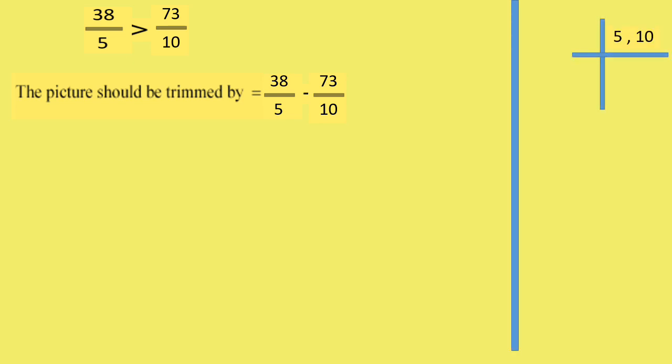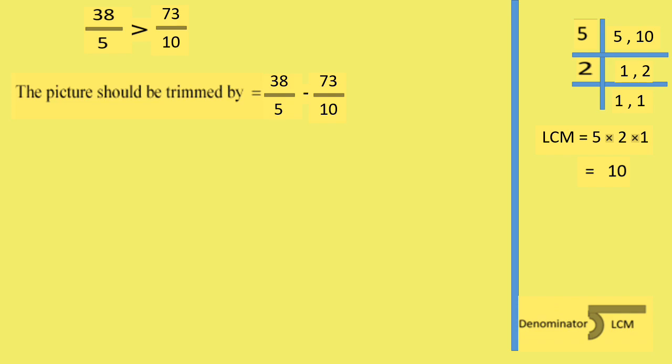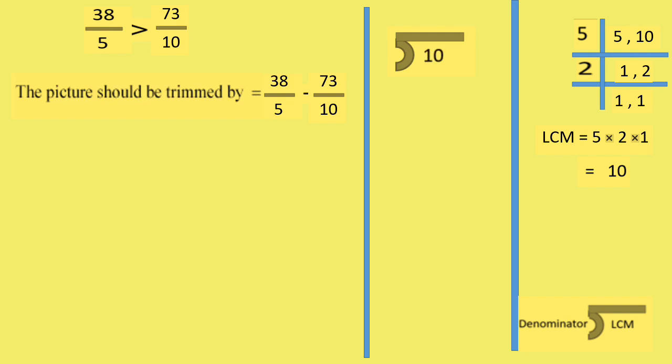5, 10. Both are in table 5, so I'll take 5. 5 ones are 5 and 5 twos are 10. Here 2. I'll take 2. 2 ones are 2 and 1 will come as it is. So LCM is 5 into 2 into 1, that is 10. I'll take this format. The denominator will be in place of the divisor and the LCM will come in place of the dividend. So first I'll take 38 by 5, 10 inside, 5 outside, 5 twos are 10, then 10 and 10, 10 ones are 10.